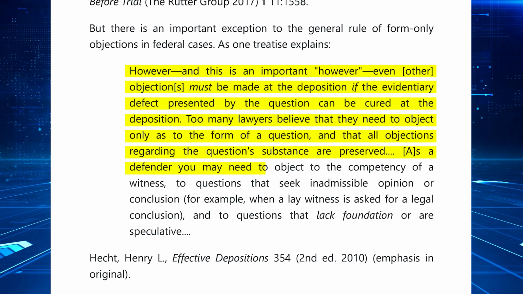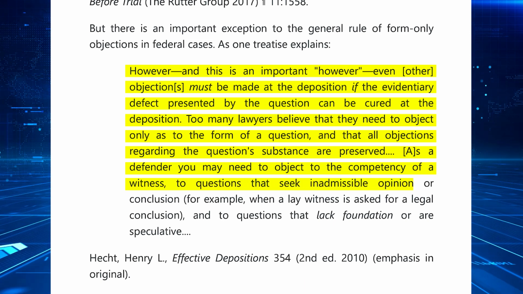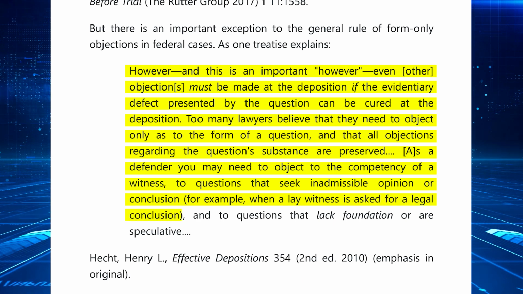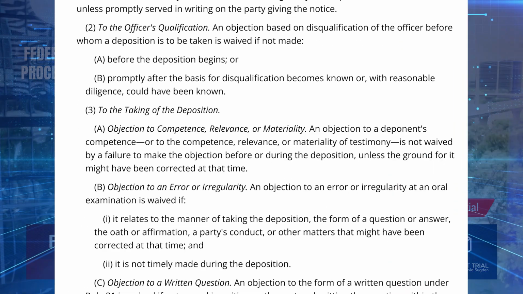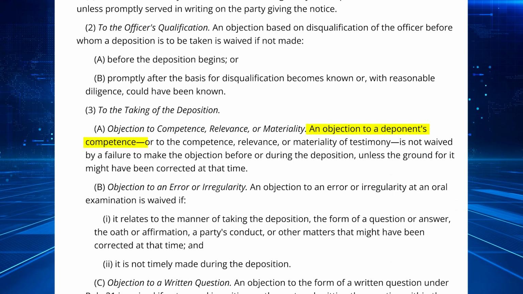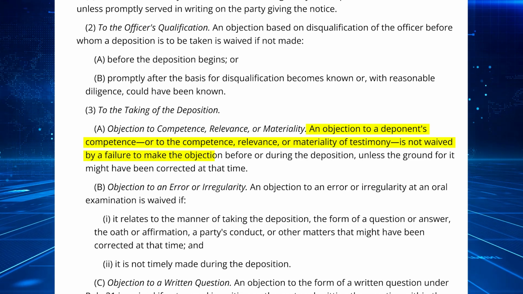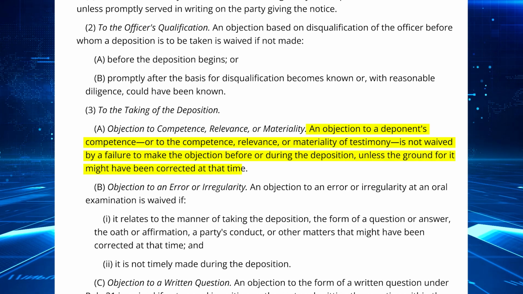As a defender, you may need to object to the competency of a witness, to questions that seek inadmissible opinion or conclusion, for example, when a lay witness is asked for a legal conclusion, and to questions that lack foundation or are speculative. Specifically, Federal Rule of Civil Procedure 32(d)(3)(A) provides that an objection to a deponent's competence or to the competence, relevance, or materiality of the testimony is not waived by a failure to make the objection before or during the deposition unless the ground for it might have been corrected at that time.